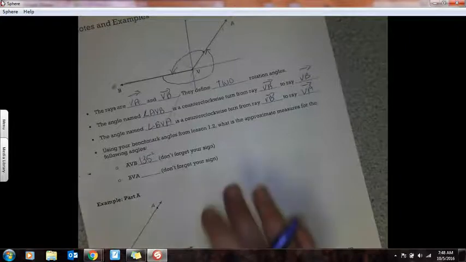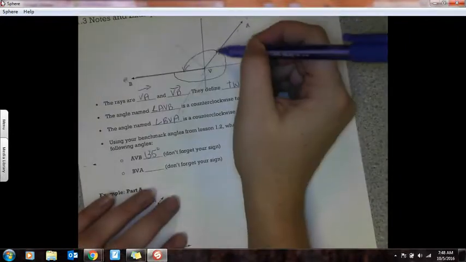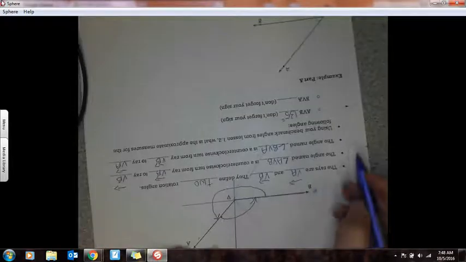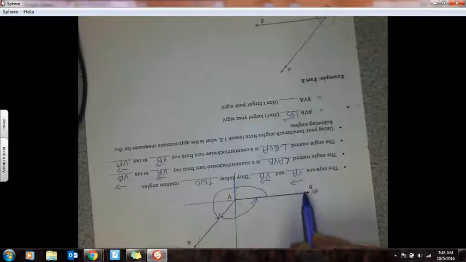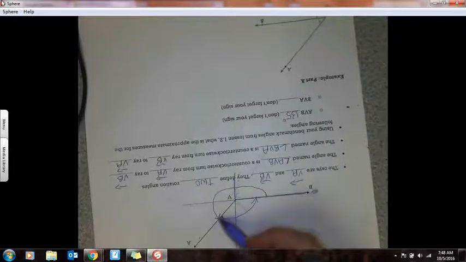And then for BVA, we're starting on this, so I'm going to turn it upside down because this is where I'm starting. I always like to have 0 on the right side so I can go counterclockwise. If this is 0, straight up and down would be 90. Straight across would be 180, and here's where the angle ends, halfway between 180 and 270. And we know that halfway between 180 and 270 would be 225 degrees, according to our benchmark angles.